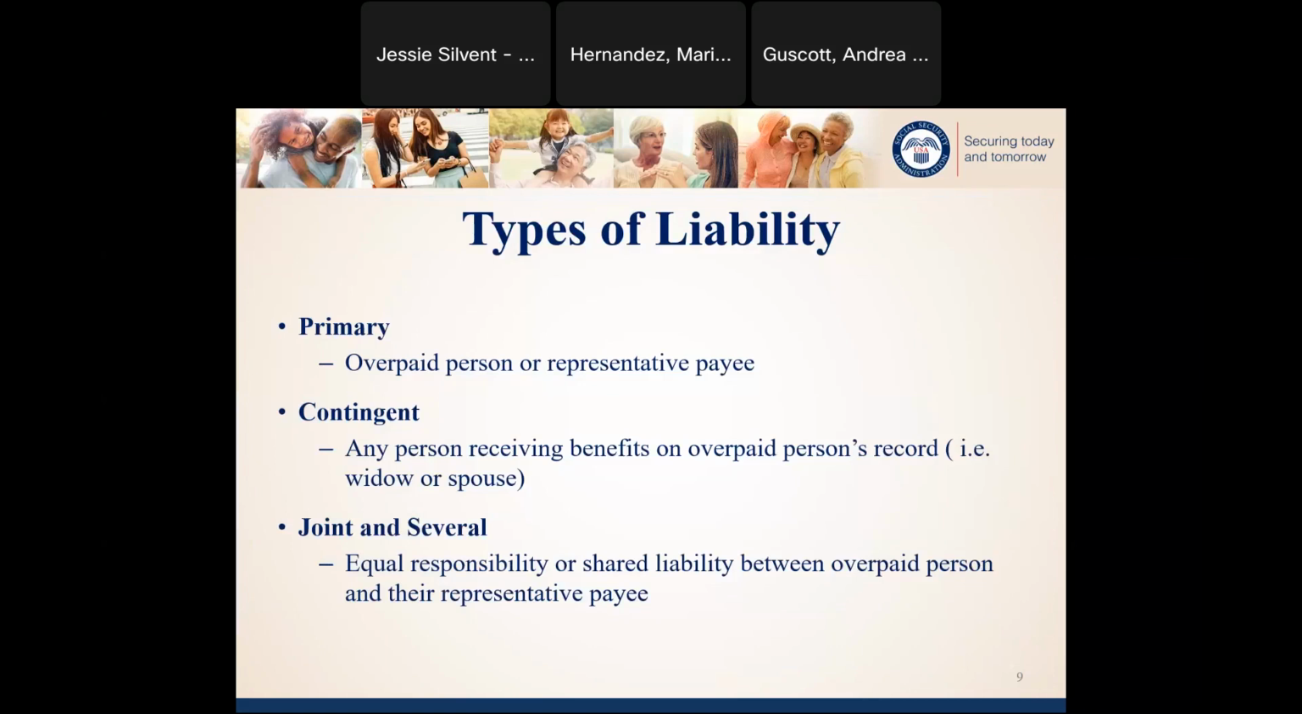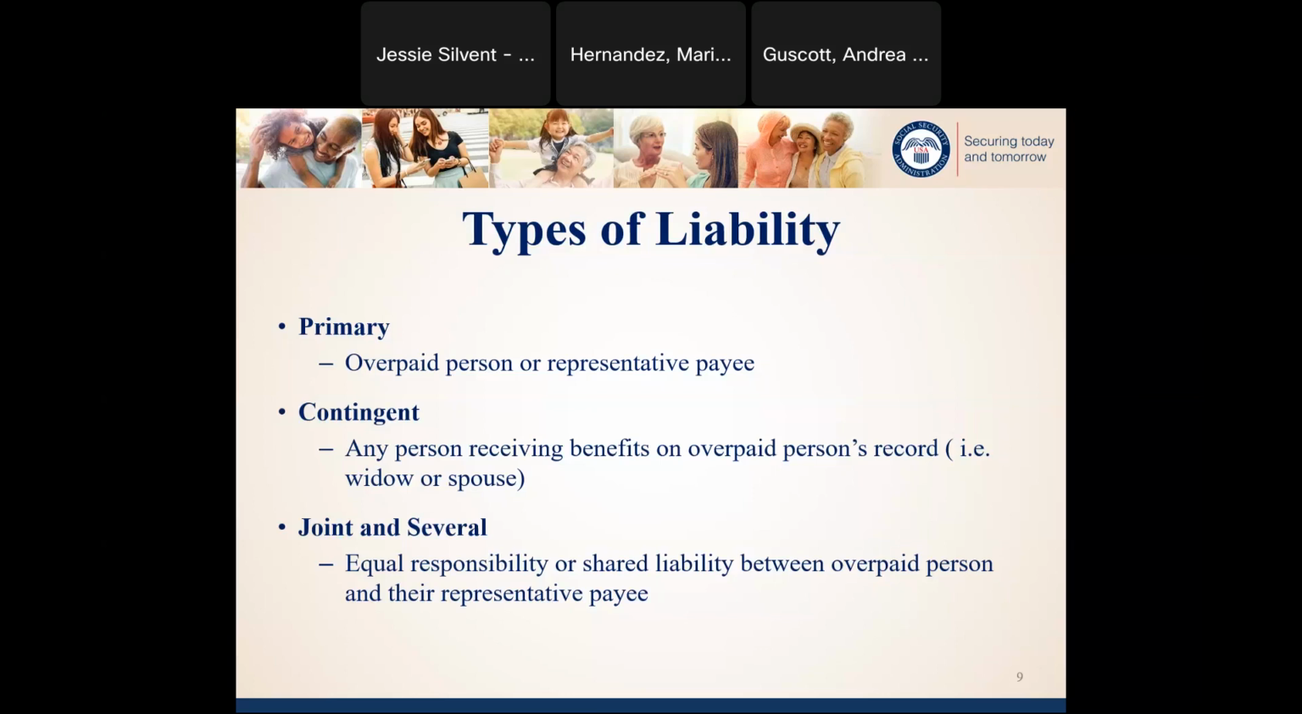So liability is the responsibility for repayment of an overpayment. And this is a very important distinction in order for SSA to know who is responsible for repayment or appealing the overpayment, because we cannot waive or recover an overpayment from a person who was not liable. The Social Security Act provides that the overpaid person, whether or not he or she still receives benefits, his or her representative payee, and any other person receiving benefits on that overpaid person's record are liable for repayment of an overpayment. And there are 3 different types of liability.